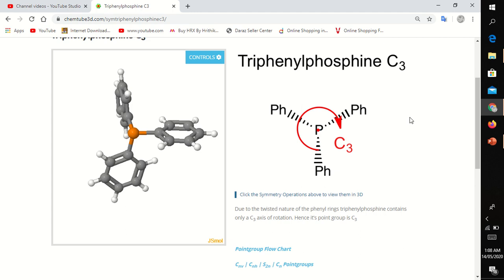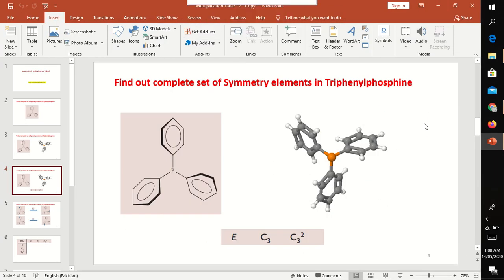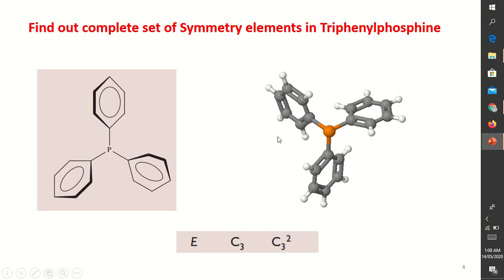This is all about the structural description of triphenylphosphine, and here I would like to draw the multiplication table for triphenylphosphine.